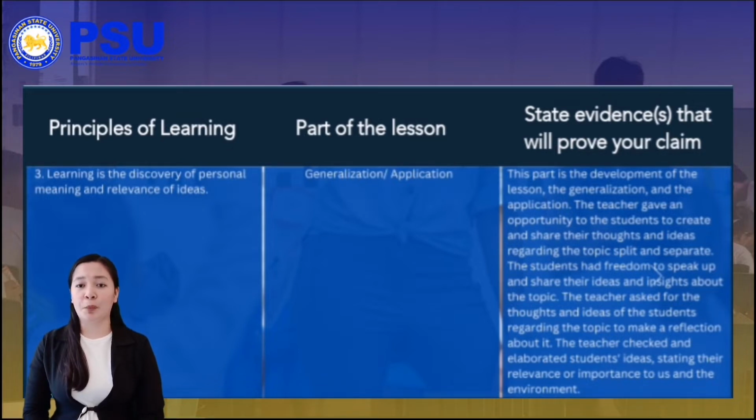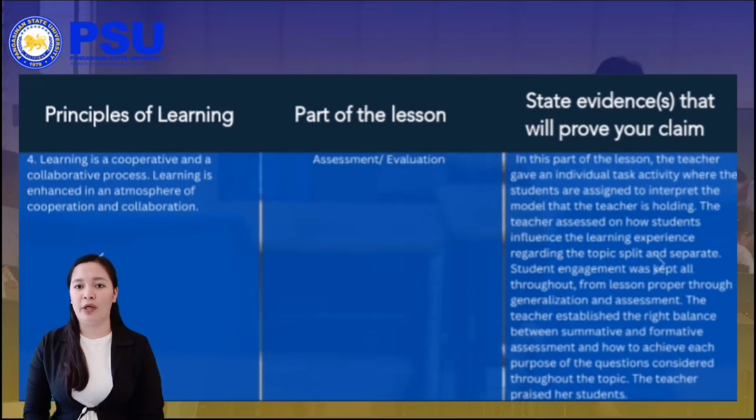Principle Learning 3 was used during the lesson's development, generalization, and application. The teacher gives learners opportunities to share their ideas, reflect, and work on those ideas to find their relevance to us and our environment. Principle Learning 4 was utilized during the assessment and evaluation portion. The teacher assigned an individual task and assessed how students influenced the learning experience, was able to establish the right balance of summative and formative assessments for students' learning, and there was also consistent student engagement throughout the lesson proper.